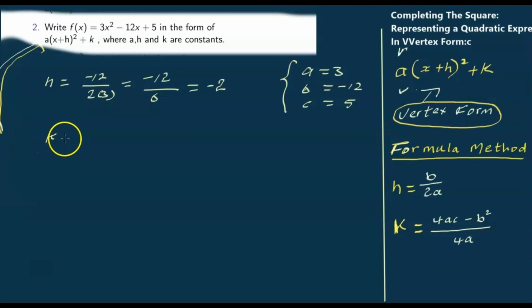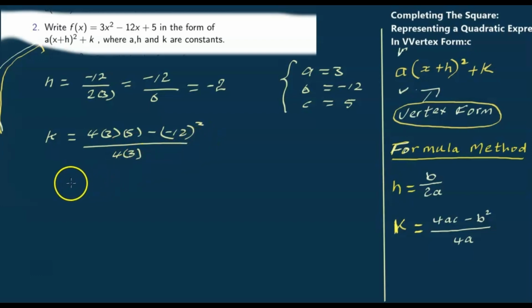And looking at K now, to find K equals 4 multiplied by A, which is 3, multiplied by C, which is 5, minus negative 12 squared, all over 4A, and 4A will be 4 by 3. Now that we have worked that out, 4 by 3 is 12, 12 by 5 is 60, so that's 60 minus 12 by 12 is 144, so it's negative 144.